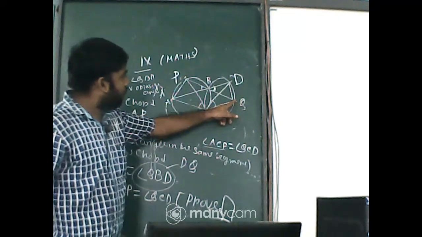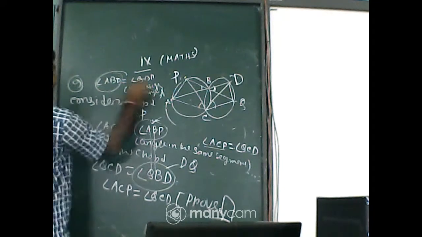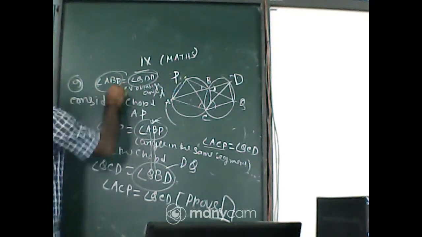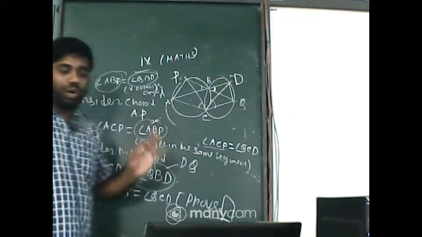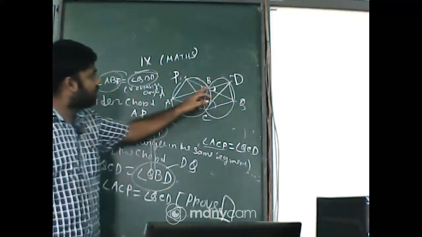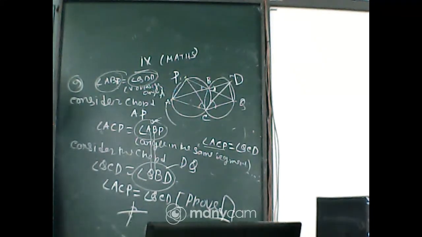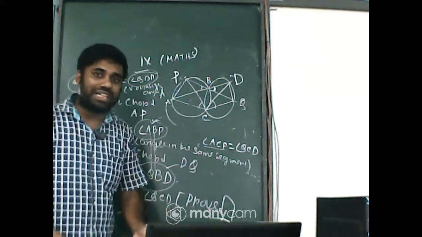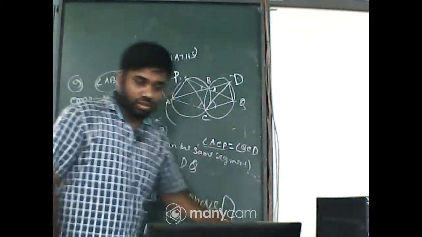Next, what about these two angles? ABP and QBD. These two are equal. Why are they equal? Because they are vertically opposite angles. Vertically opposite angles means, Suhit, these two angles are called vertically opposite angles. We know that vertically opposite angles are equal. Got it?